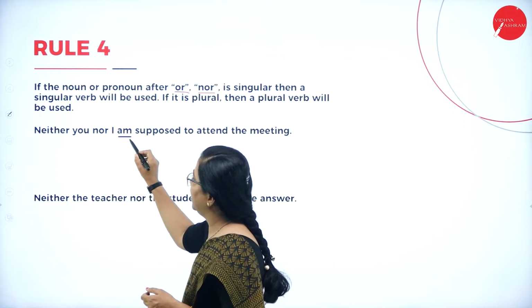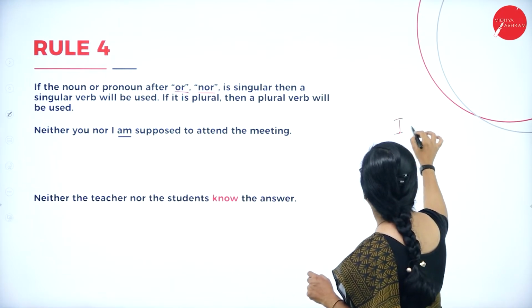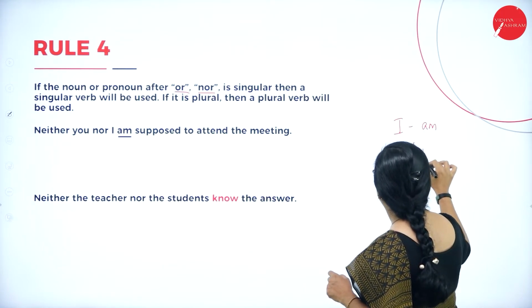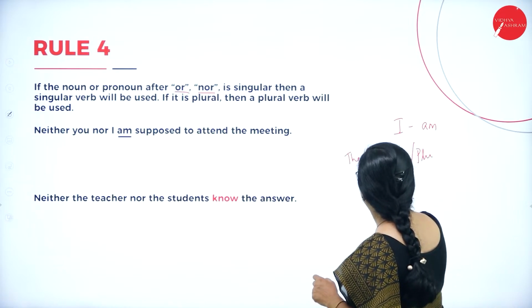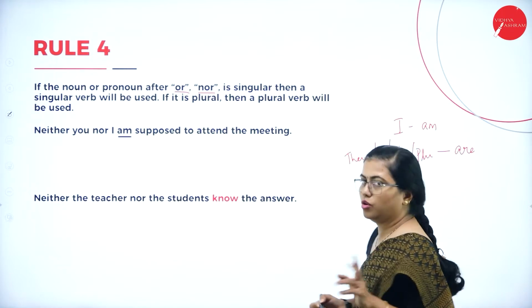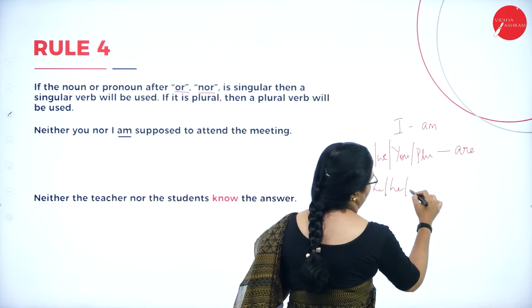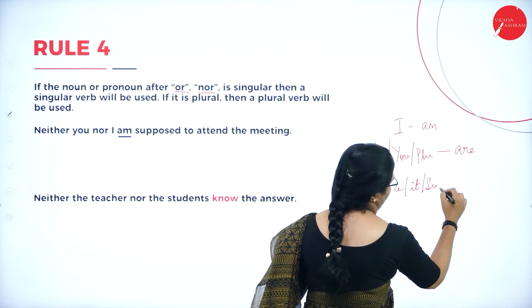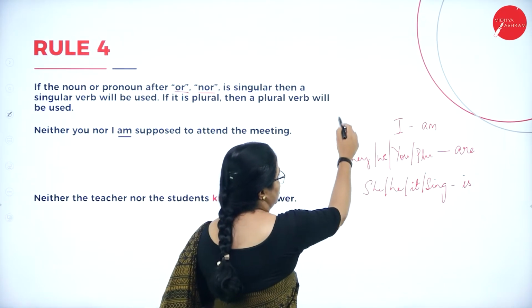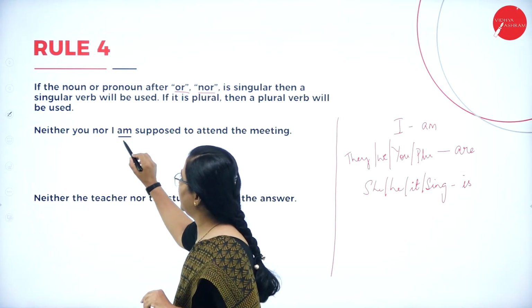So how do you do it? "Neither you nor I am supposed..." Why did I use "am"? Hope you remember this. With I, you use am. With you and plural, and also with they or we, you use are. And with she, he, it or any singular, you use is. Hope you remember this much. So now coming back to this sentence: neither you nor I am supposed.